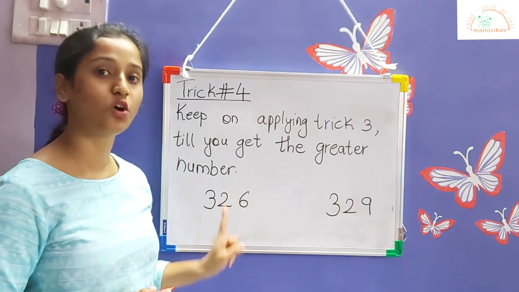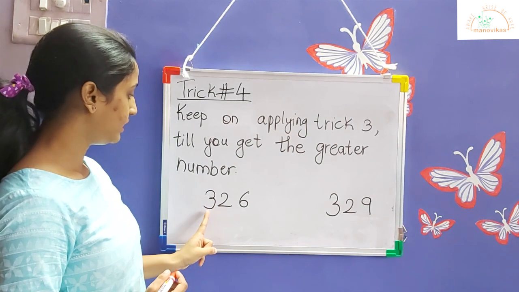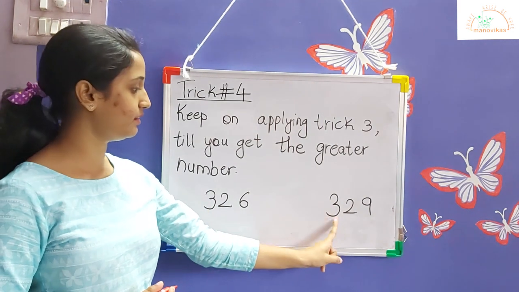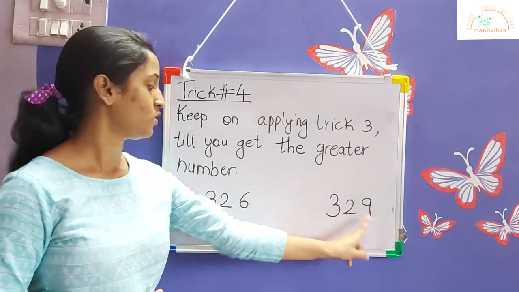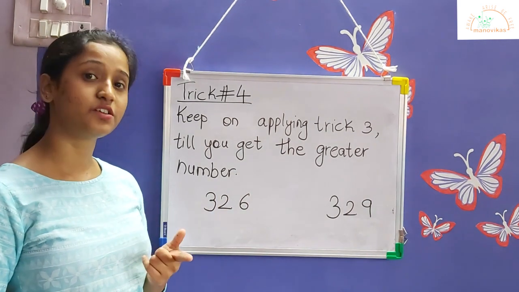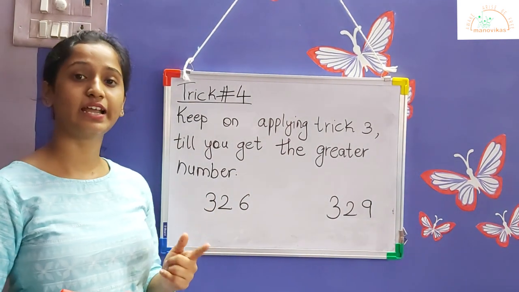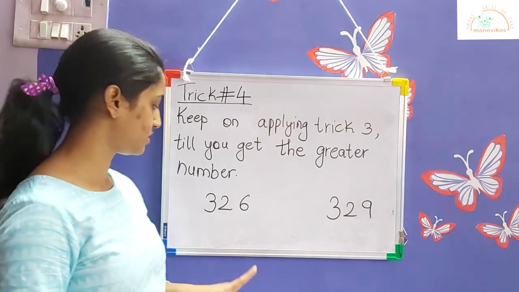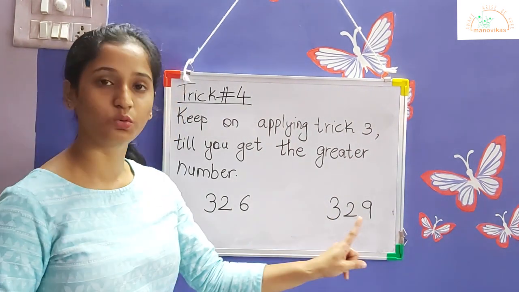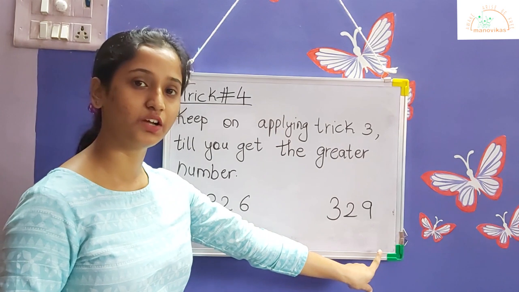Now here we have got two numbers, 326 and 329. So we'll apply the first trick. The first trick says to count the number of digits. So here the number of digits are equal, 3 here and 3 here.